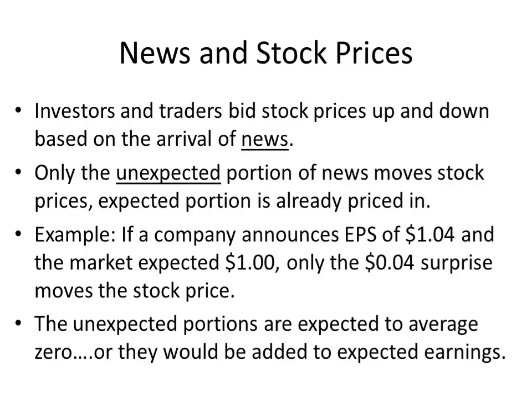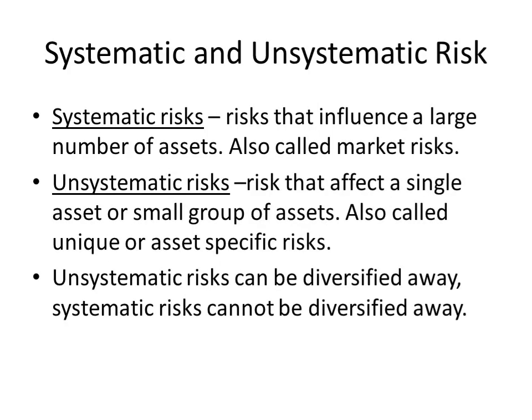If they didn't average 0, they would be added to the expected earnings. There are two types of risk that we need to be concerned about: systematic risks and unsystematic risks. What are systematic risks? Well, these are risks that influence a large number of assets, also called market risks.